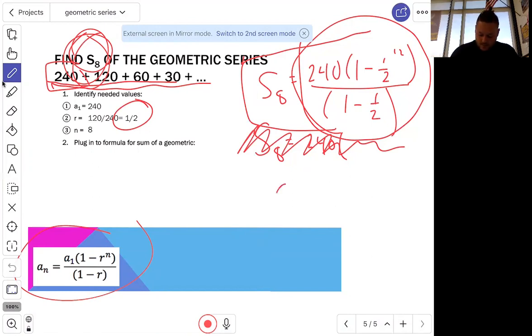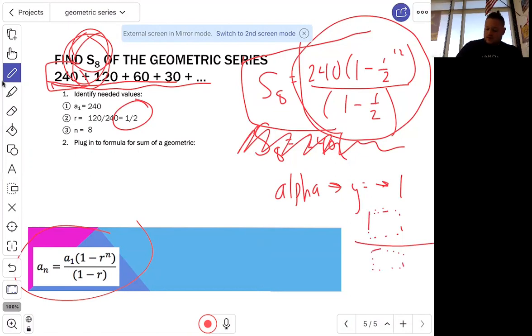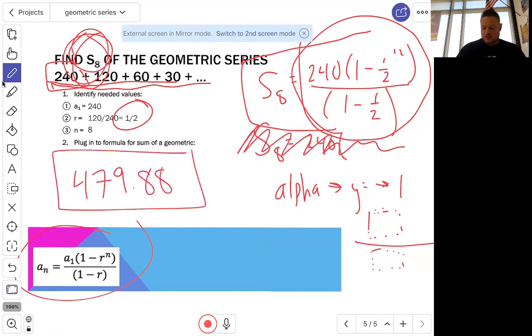What I'm going to do is hit alpha, y equals, and then 1. What that does is it sets up a little fraction box. Then I'm going to enter everything exactly how it looks. There's my fraction box. On the top is 240, parentheses, 1 minus, I'm just going to use 0.5 instead of 1/2, to the 12th power. And then on the bottom, I'm going to go parentheses 1 minus 0.5. Enter that all in my calculator, and I'm getting an answer of about 479.88. You can round your answer.